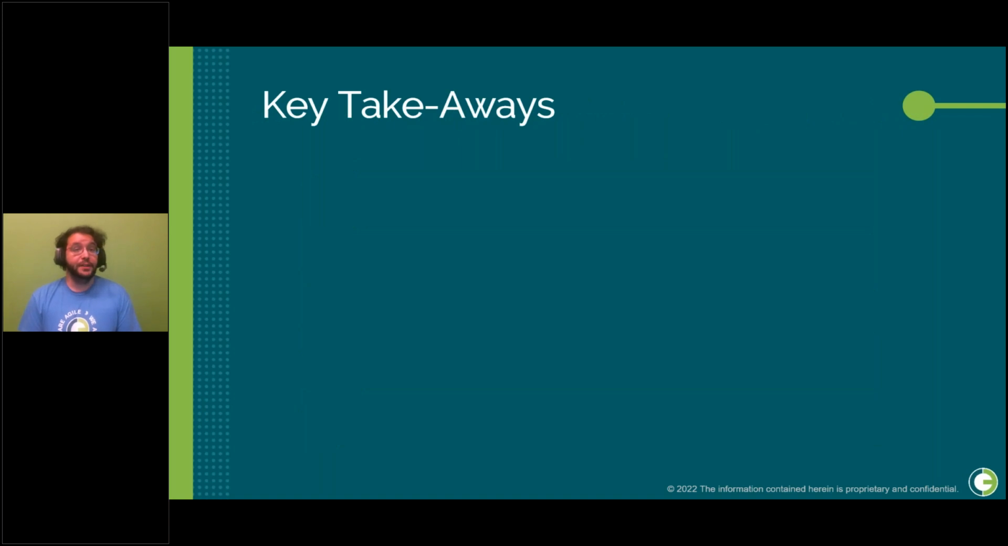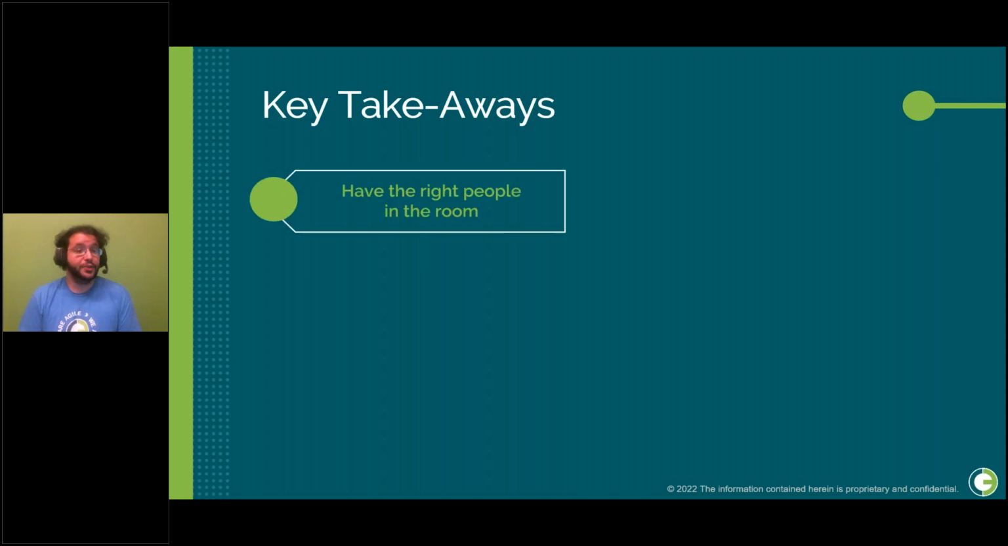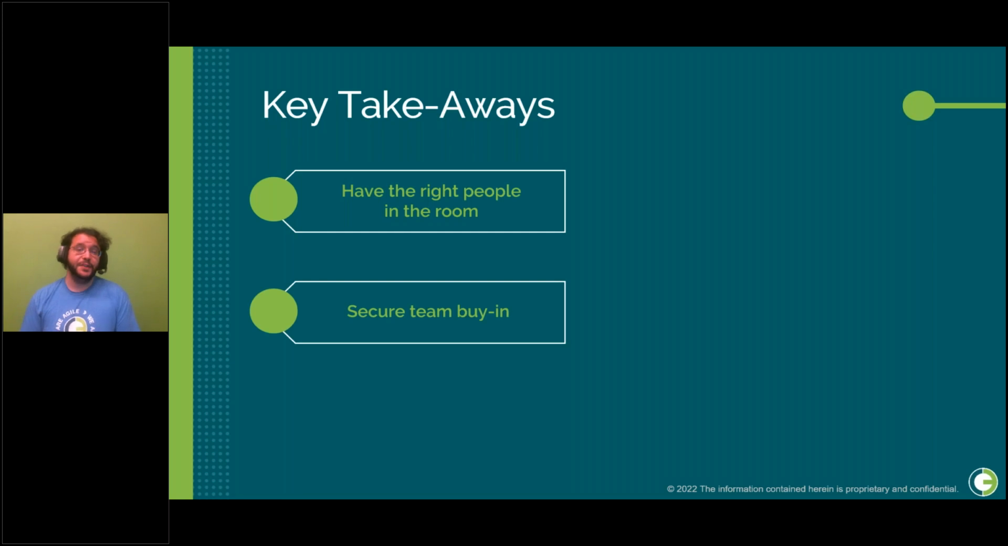So before we conclude today's webinar, I want to leave you with some key points that we've discussed. The first one is making sure you have the right people in the room. You want everyone's voice to be heard and accounted for when the implementation is done. This is essential to securing team buy-in. Not having your team buy into the product can lead to adoption issues down the line.